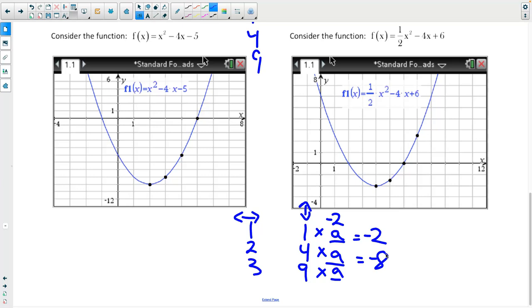Now, I don't care what you use. If you use the pattern, I need to see this. You can't just put the dots out there and call it good. I want to see where those dots are coming from. If you use the table, you just got to show your work.